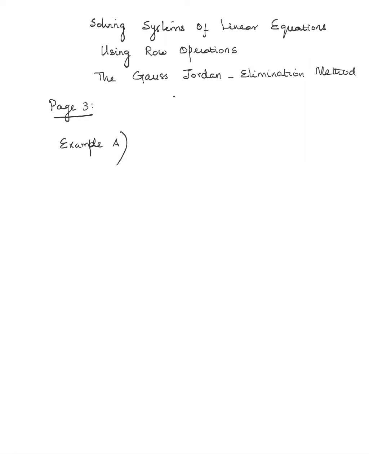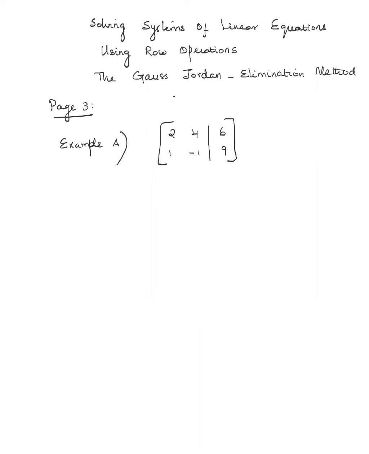Now we are going over the handouts I posted in Canvas for 6.1, which is solving systems of linear equations using row operations. So this is the problem I'm going to solve from page 3. This is example A. We are given a 2 by 2 matrix to solve. It's a system of equations with two equations with two variables.